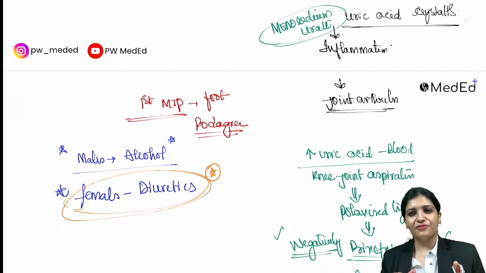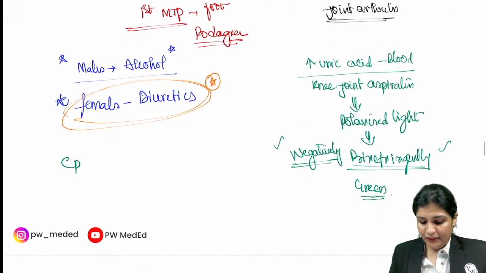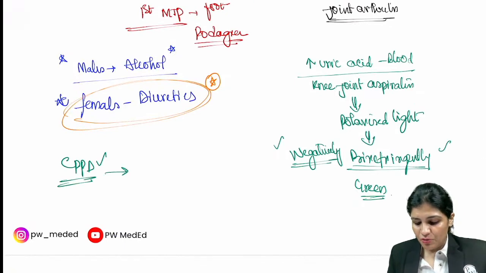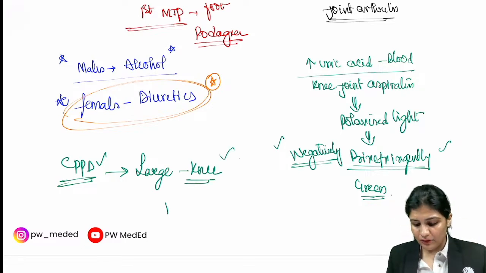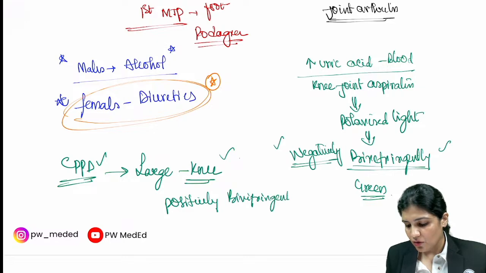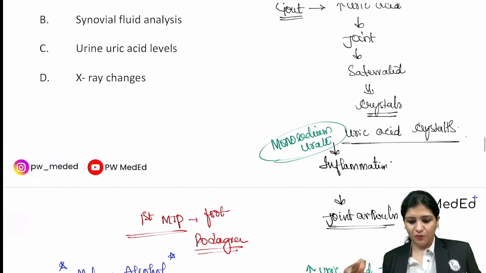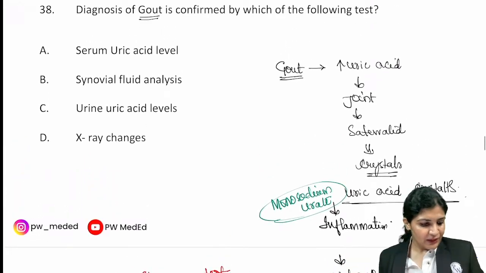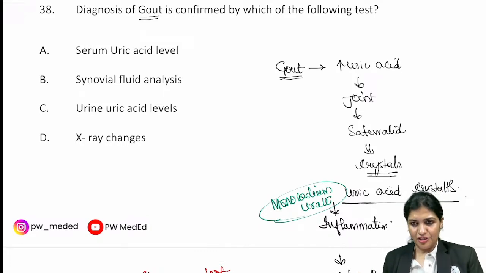So they are negatively birefringent under polarized light, and you have the friend of uric acid, that is CPPD, right? This is CPPD, where usually the larger joints, that is your knee joint, are mostly involved, right? This is also one more thing where you see positive birefringence on polarized light. This is calcium pyrophosphate deposition disease. Very good. They are needle shaped.